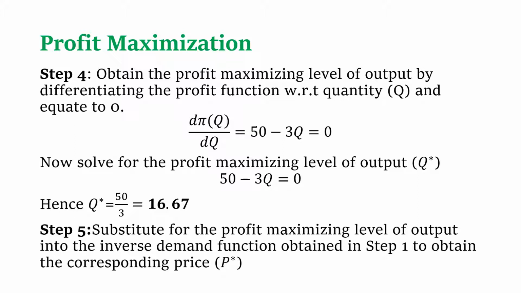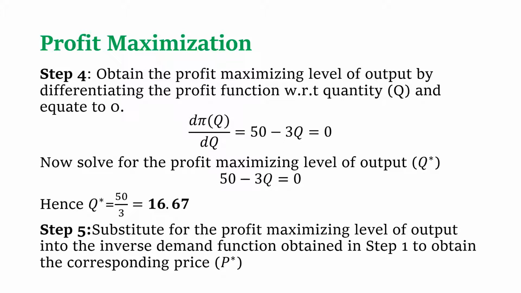And then we had minus 1.5Q squared, right? So you are going to take the exponent 2 and multiply by 1.5. So you have 3, so you have minus 3Q. Remember, you are going to subtract 1 from the exponent at all times. That is the general rule. So once we have that, we have 50 minus 3Q equals 0. And then we solve for Q.